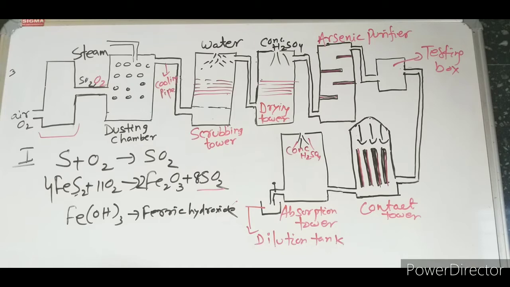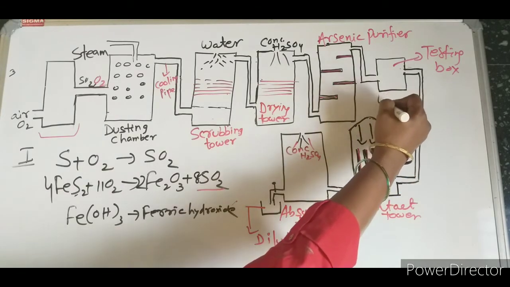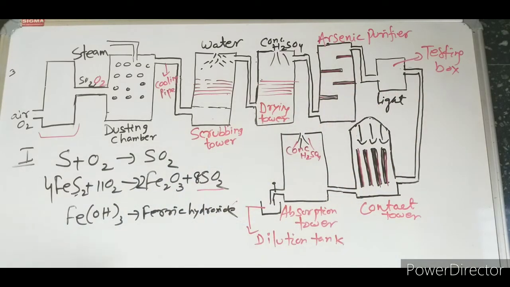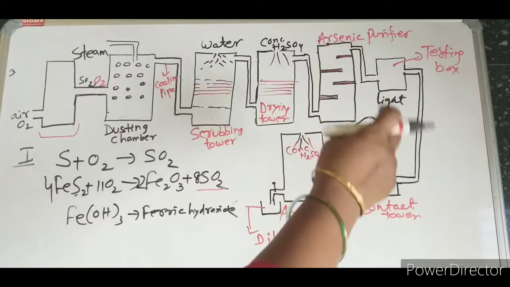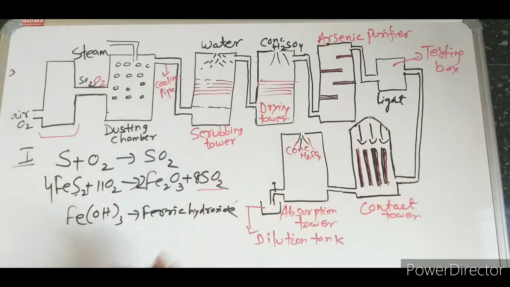Okay, next we go to the testing box. The role of the testing box is important. Here we have to pass light. You must have seen that if all the doors and windows of a room are closed, it will be dark, and there will be a small hole in the window. Light passes through that hole, and we see dust particles floating in the ray of light.